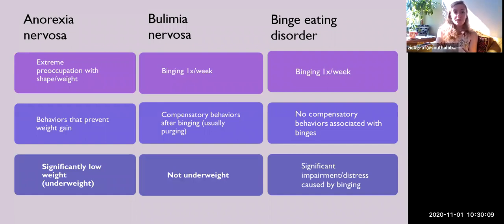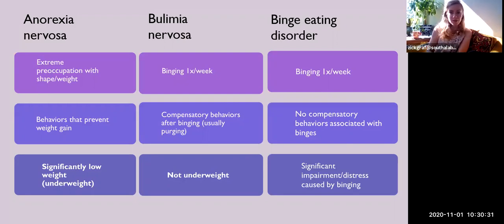Bulimia nervosa is defined by binge eating at least 1 time a week, followed by compensatory behaviors. The most common type of compensatory behavior in bulimia is purging, but again, it can also include excessive exercise or compensatory fasting. In contrast to anorexia nervosa, to be diagnosed with bulimia nervosa, a patient cannot be underweight. They can be healthy weight through obese BMI, but they can't be underweight.